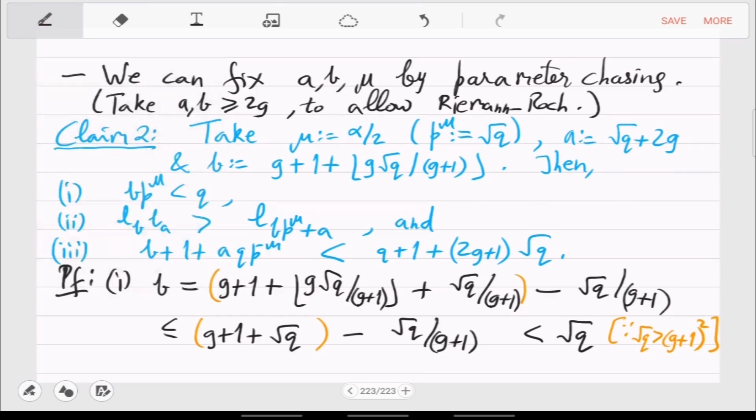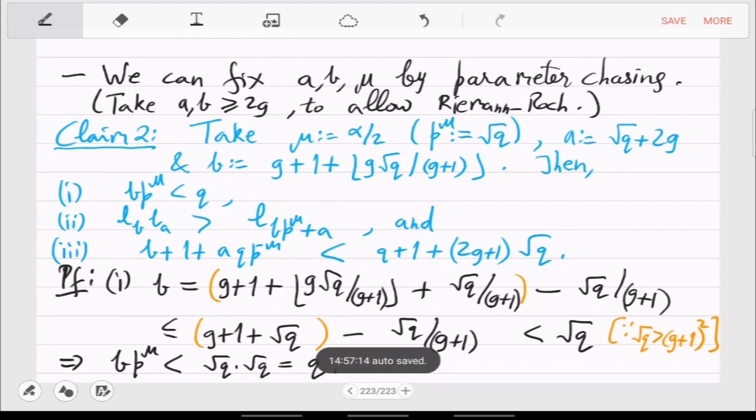Correct. So now B is upper bounded, and which means that BP mu is less than root q times root q, which is q. So that's the first property. BP mu is less than q. So your claim 1 will work fine. Let's now check the existence of G by checking condition 2.